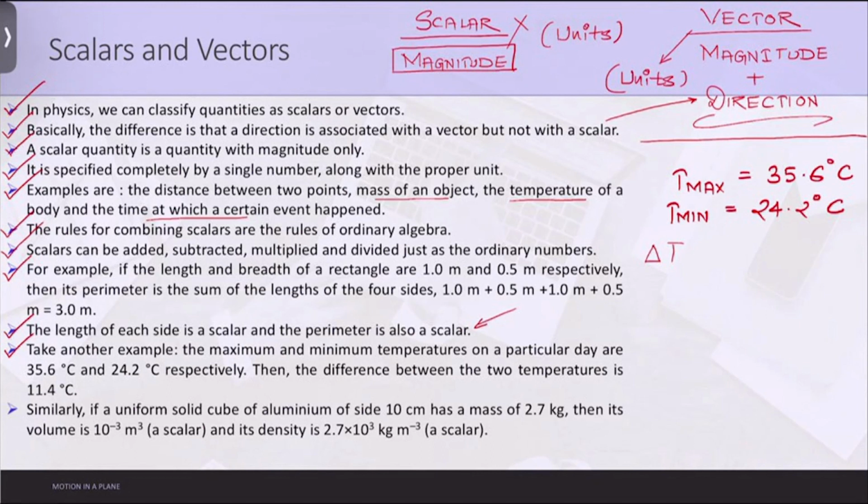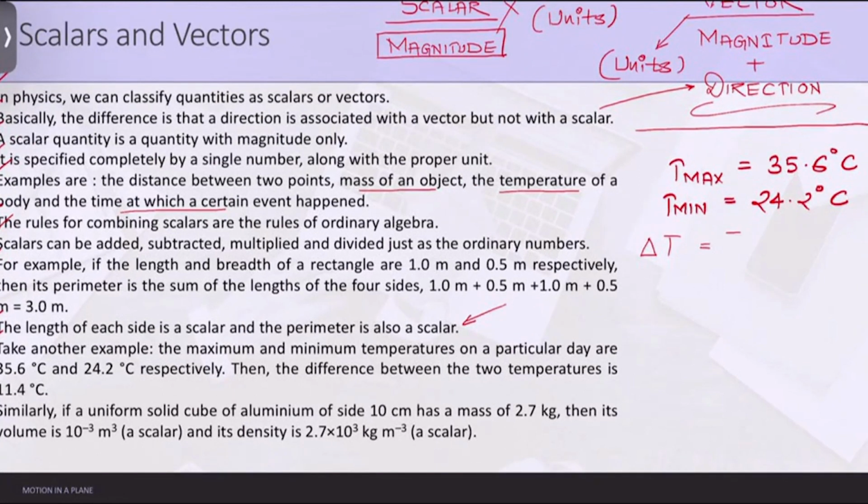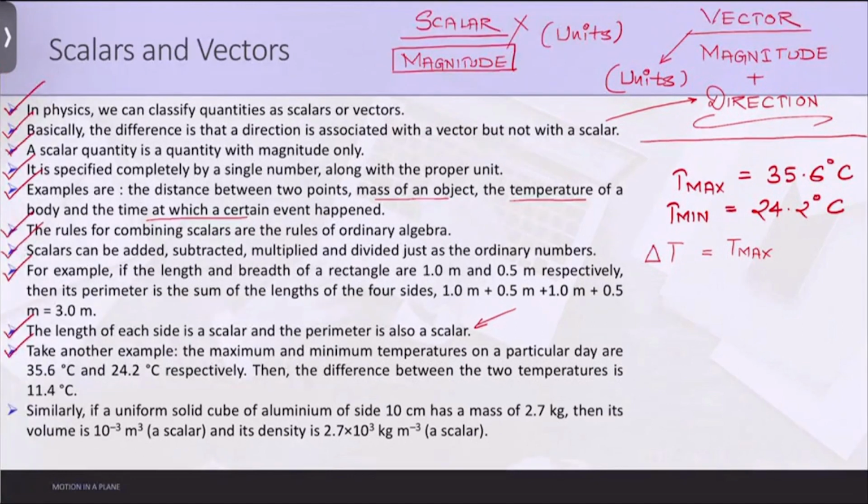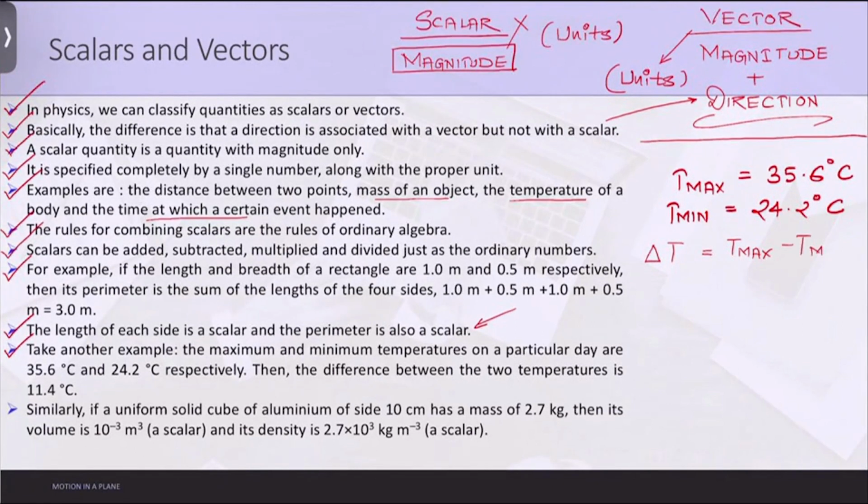Delta is a Greek symbol which tells you that for anything written after delta, you need to find the difference of the same. So here delta T is nothing but T max minus T min. Delta is used to find the difference of two same quantities. The numbers can differ, but we are doing a simple mathematical operation of difference here. So it is equal to 11.4 degrees Celsius. Similarly, this is also a scalar quantity only. It is also written as an example that temperature is a scalar quantity.